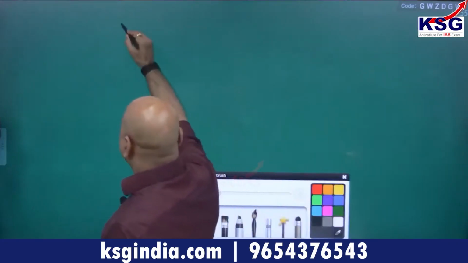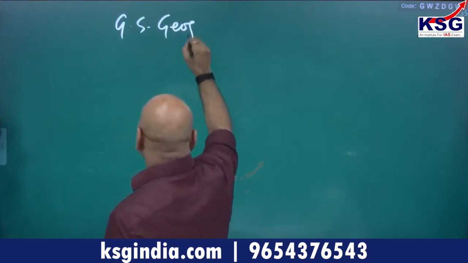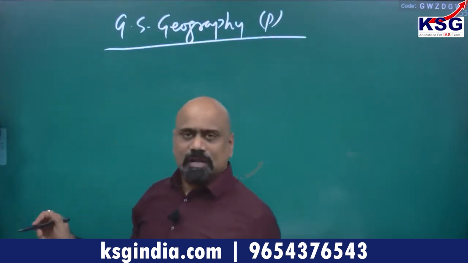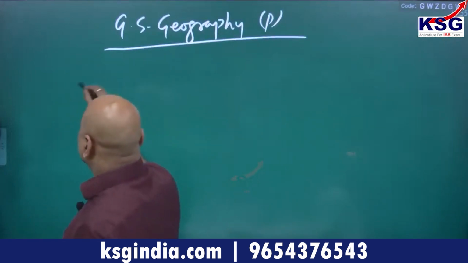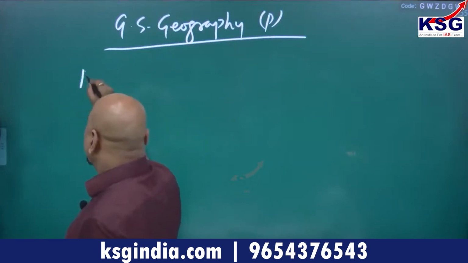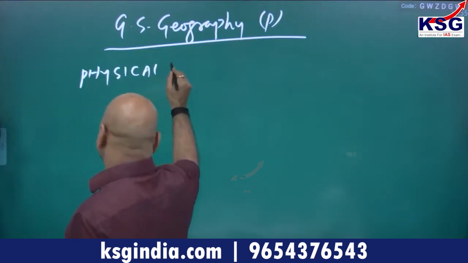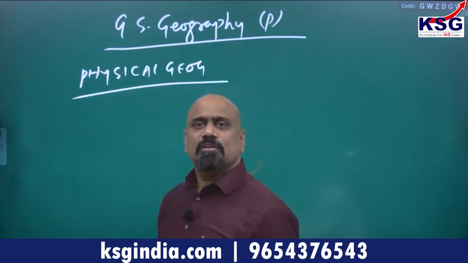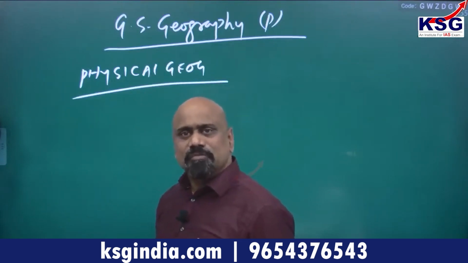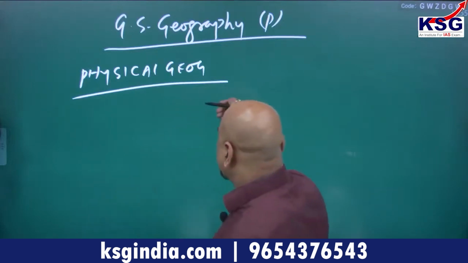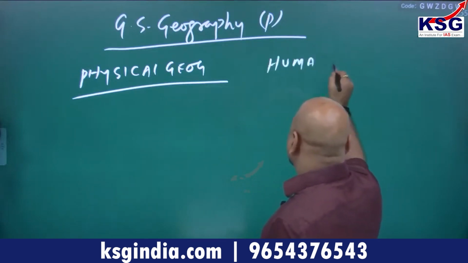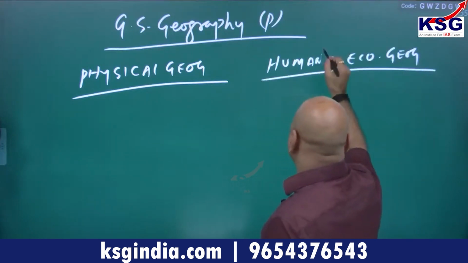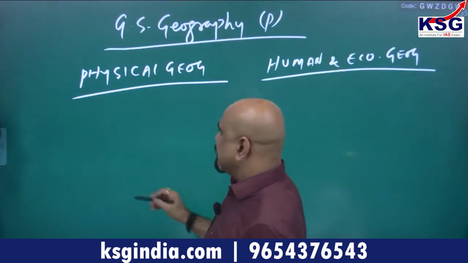In the general studies geography, GS geography part of the preliminary exam, as we know, there are two most important areas. One is the physical geography, where you have world physical geography generally, and another one is regional geography where you have the India part also. By the way, physical geography and another one is human and economic geography. I have divided this into two major parts, human and economic geography and physical geography.